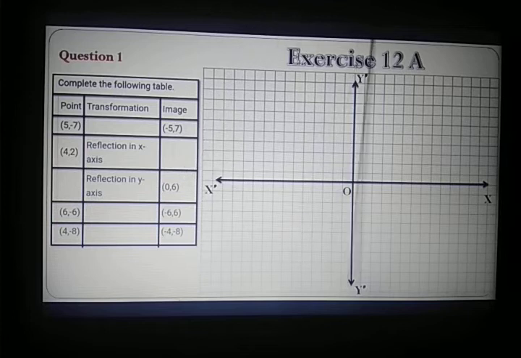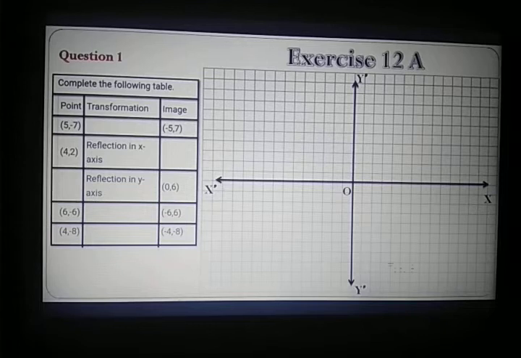Since the object and the mirror are both on the same line, your image, or the main object, will be exactly on the mirror. So this will also be 0, 6. Now let us go to the next one. So 6 minus 6, here minus 6, 6. The sign of the x coordinates is changing, the y coordinates are also changing. So that's why it is reflection in origin.